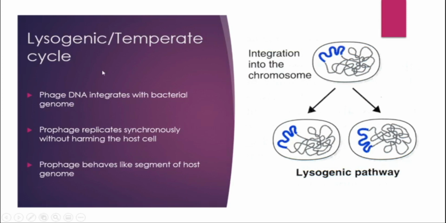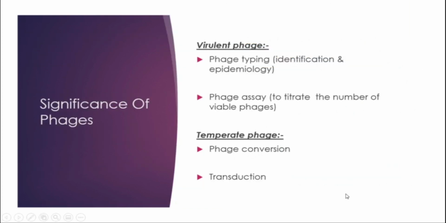So, in the case of the lysogenic or temperate cycle, phage DNA integrates with the bacterial genome. The prophage replicates synchronously without harming the host cell, so the bacteria is getting a new character, right? So we can employ this technique to bring new characters to the bacterial cells. Now, the significance of bacteriophages. Virulent phages can be used for phage typing, identification.